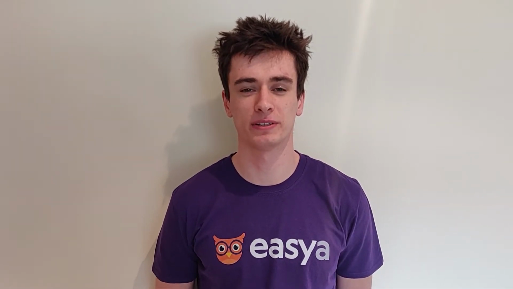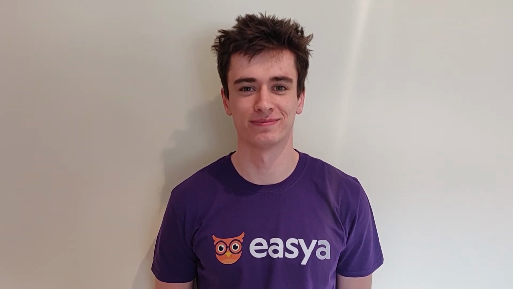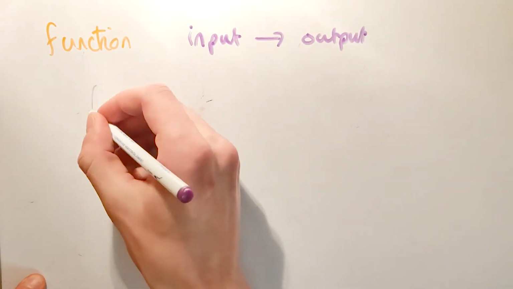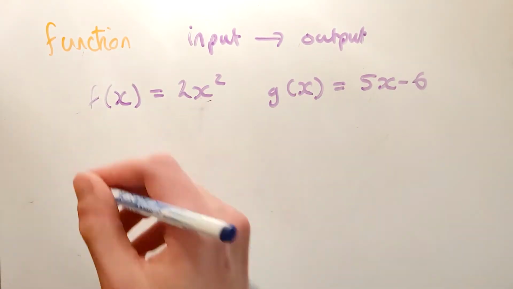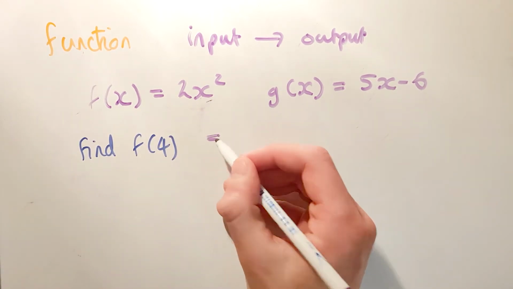This video is going to be on functions and transformations. So let's get started. A function is something that maps an input to an output. We write a function by using the function's name and the variable inside the bracket, and then the expression that represents the function on the right-hand side of the equals sign.